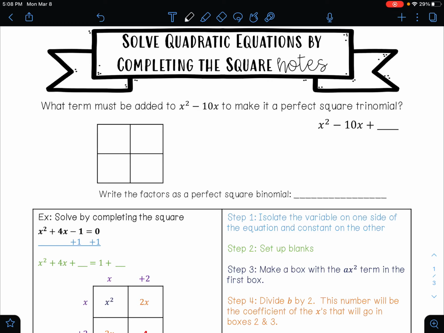Hello everybody. Today we're going to learn how to solve quadratic equations by completing the square. What term must be added to x squared minus 10x to make it a perfect square trinomial?